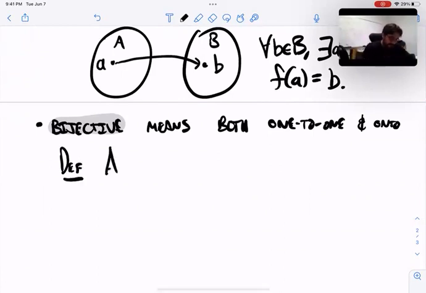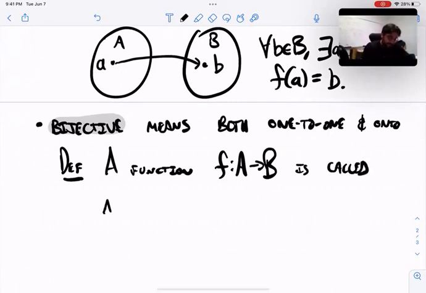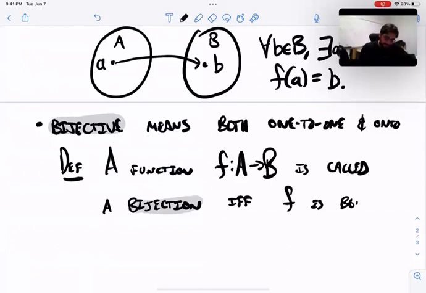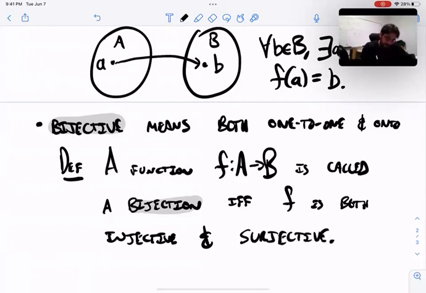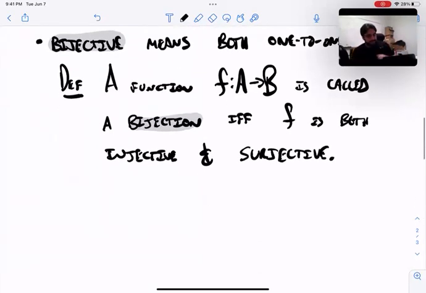To say it a little more formally, you could say a function f from A to B is called bijective, or you could use it as an adjective, or you could say it's called a bijection, if and only if f is both injective and surjective, right? This is the definition of bijective.